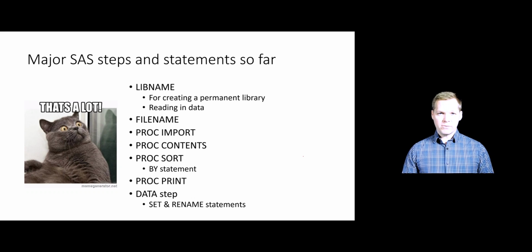We have PROC CONTENTS, which tells us metadata about the data sets that we have read into SAS already. And remember, one of the key things that we want to focus on with PROC CONTENTS output is how are our variables stored. We have two types in SAS, character and numeric. And then we talked just briefly about how to reorder the rows using PROC SORT and a BY statement on that, and then how to print out a data set using PROC PRINT.